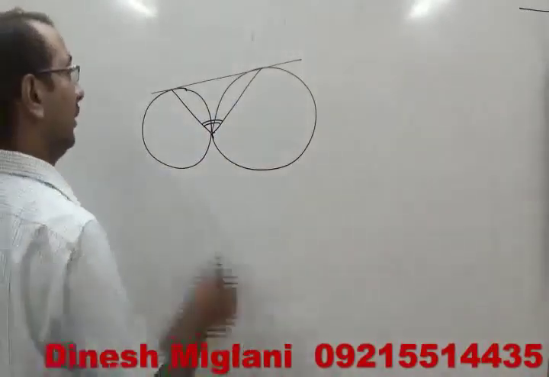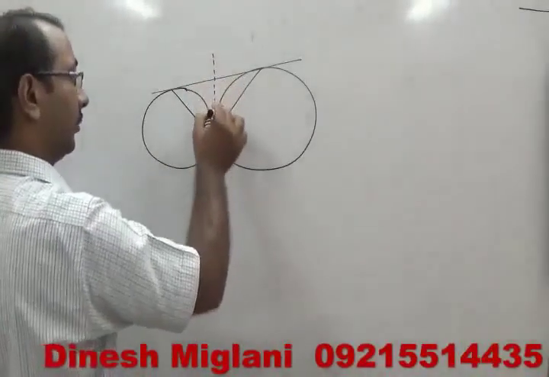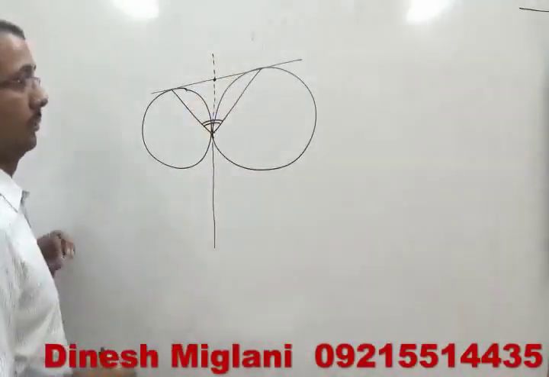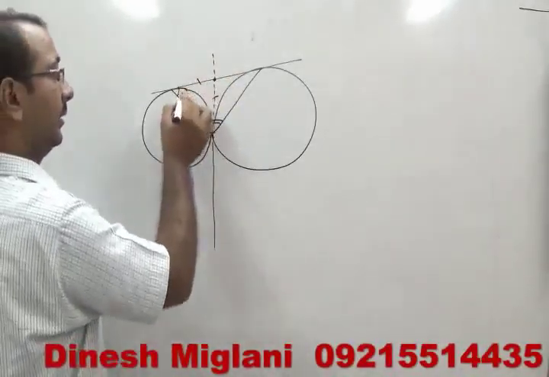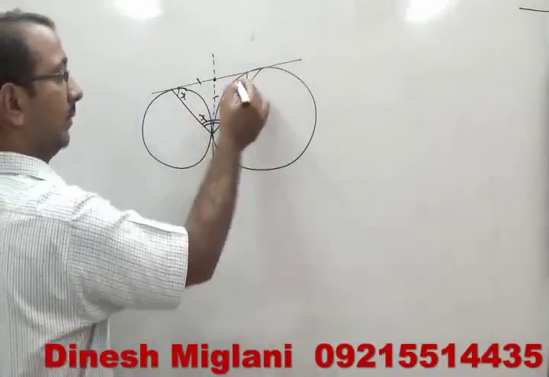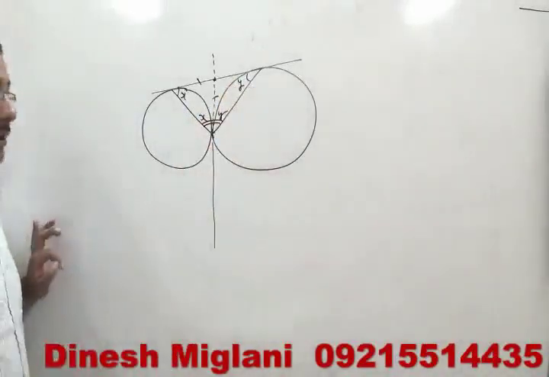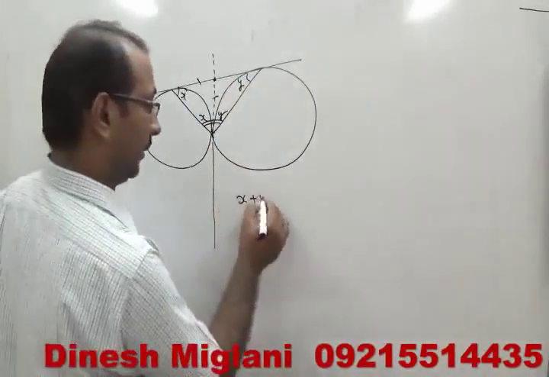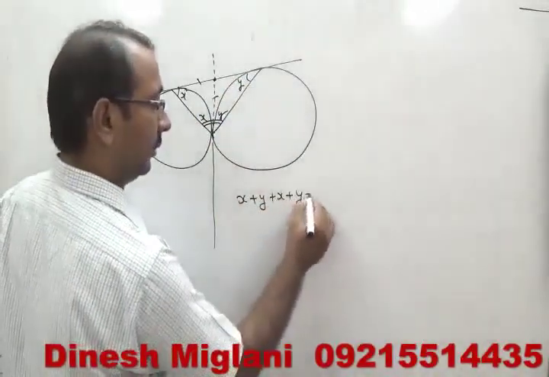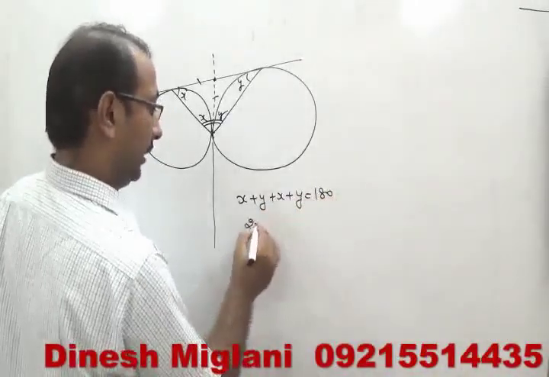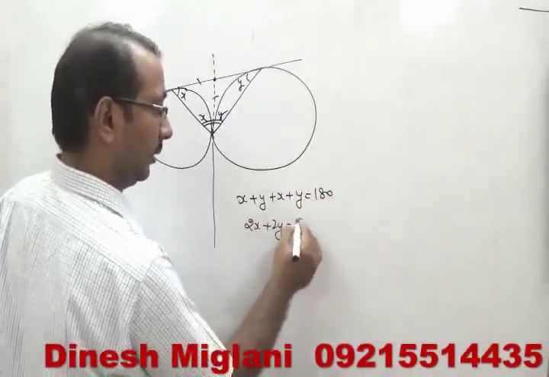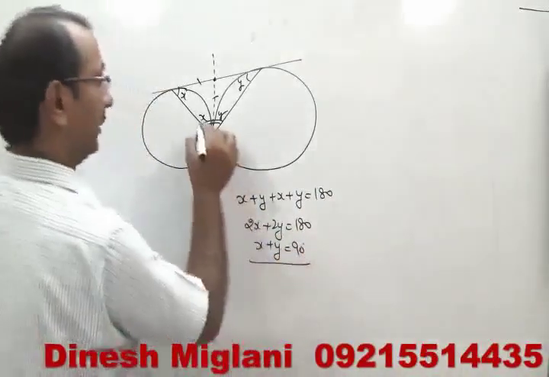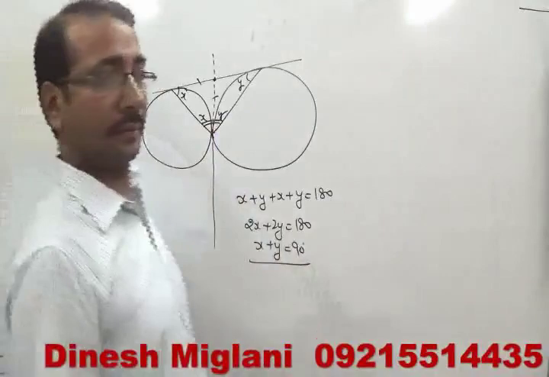Now what I can say, if I meet this point, if I just draw a tangent here, we know that from an external point, if two tangents are drawn, the lengths are equal. So let us say this is x, this must be x. If this is y, this angle must be y, right? Now we know that the sum of the angles of a triangle is 180. So I may say 2x plus 2y equal to 180. Or else I can say x plus y is equal to 90 degrees, right? It means this angle is equal to 90 degrees.